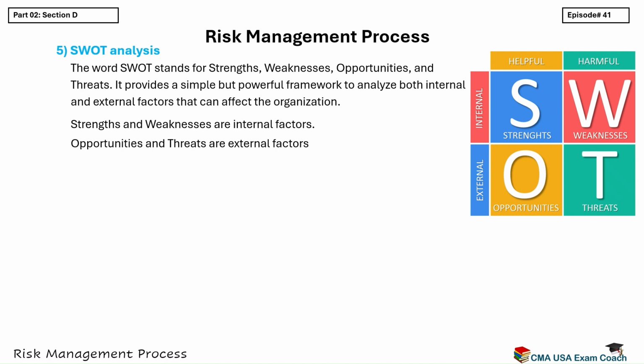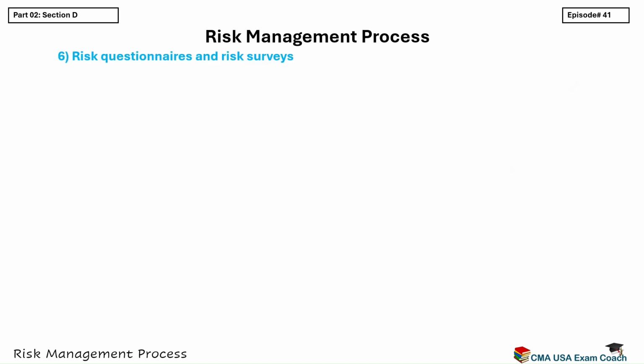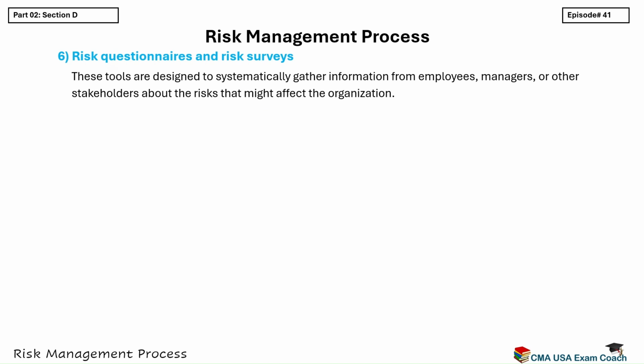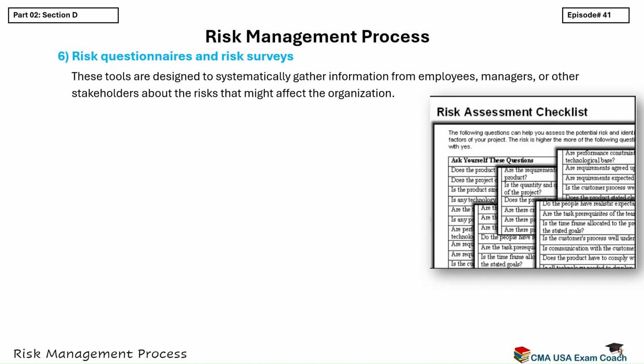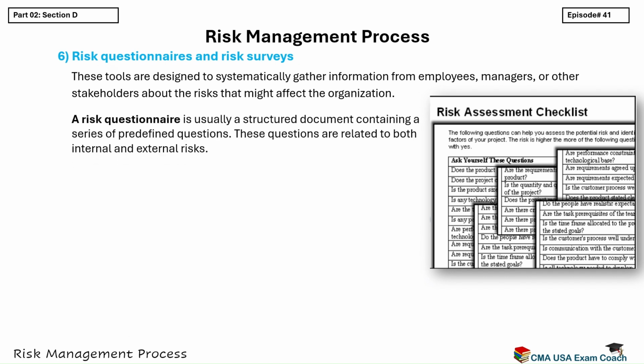while pursuing opportunities. The sixth method for risk identification is through risk questionnaires and risk surveys. These tools are designed to systematically gather information from employees, managers, or other stakeholders about the risks that might affect the organization. A risk questionnaire is usually a structured document containing a series of predefined questions. These questions are related to both internal and external risks.